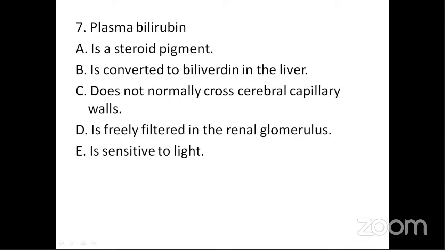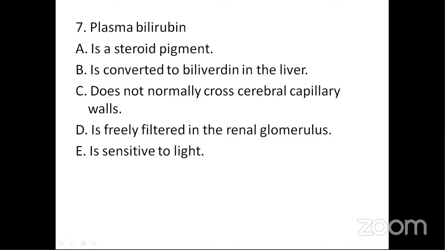Plasma bilirubin is a steroid pigment. Plasma bilirubin is converted to biliverdin in the liver. Plasma bilirubin does not normally cross cerebral capillary walls. Plasma bilirubin is freely filtered in the renal glomerulus. Plasma bilirubin is sensitive to light. Which among the following is true and which is false?